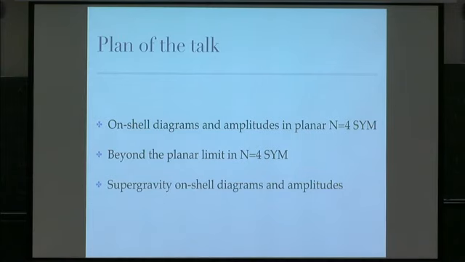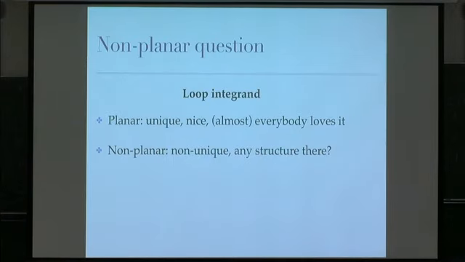First I review briefly what on-shell diagrams and the amplituhedron are in the context of planar N=4. I then say something about how those ideas can extend beyond the planar limit, because everything is formulated in the planar limit of N=4. And then what we learned recently about supergravity on-shell diagrams and amplitudes. But the main question behind everything is whether the loop integrand beyond the planar limit makes good sense. We know that in the planar limit, the loop integrand is unique, very nice, and everybody likes that. It has special properties and is rigidly fixed by certain assumptions. But in the non-planar case, there are major problems corresponding to the absence of global variables beyond the planar limit. The integrand is not unique, and the question is whether there is any interesting structure there.